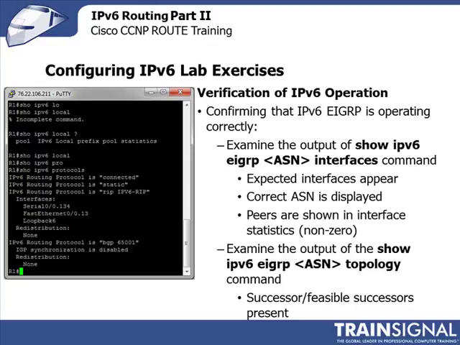And then you can look at the topology table with show IPv6 EIGRP 100, in the case of our lab, topology. It'll show you successors, feasible successors, and all the other information that you're accustomed to seeing with EIGRP.